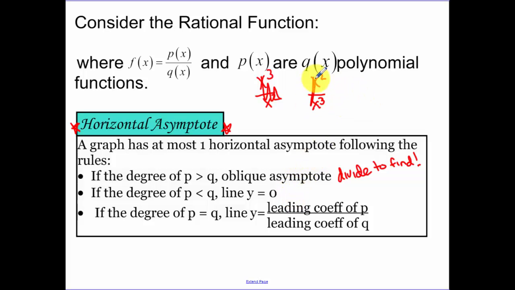Now if your degrees were equal, so if it was something like 5x over 2x, it would be the line y equals 5 halves. Okay, and that's the leading coefficient of P over the leading coefficient of Q. 5 halves.